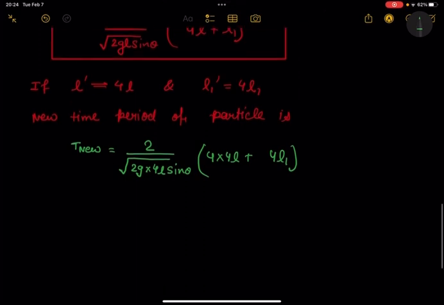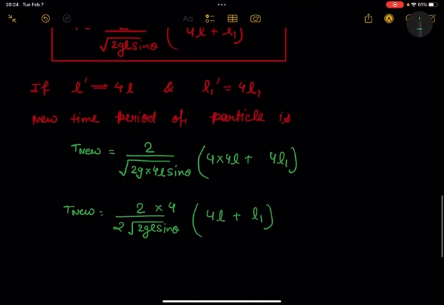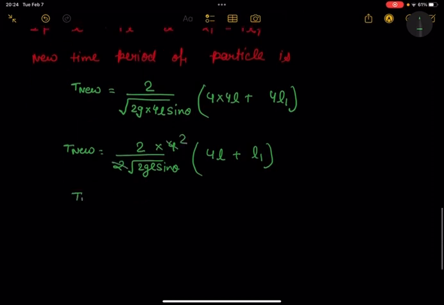My dear friends, so the new time period is coming as 2 upon 2 times the square root of 2gL sine theta, and here you can take the 4 common, and that is 4L plus L1. Understood my point? So 2 cancels out, 2 twos are 4. So the new time period is equal to 2 times the old time period.